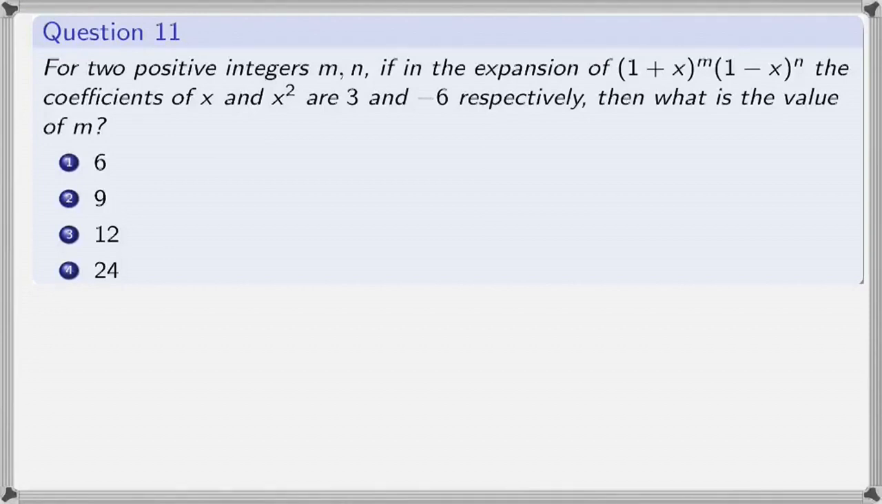For two positive integers m and n, we consider the expansion of (1 plus x) to the power m into (1 minus x) to the power n. Suppose that in the expansion, the coefficients of x and x square are 3 and minus 6 respectively. We have to find out what is the value of m.